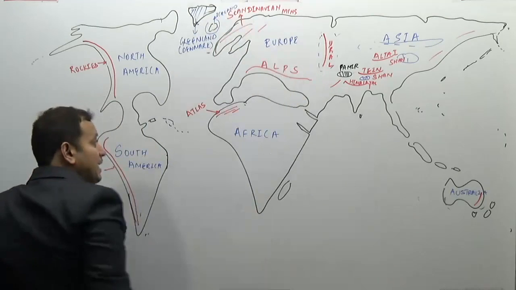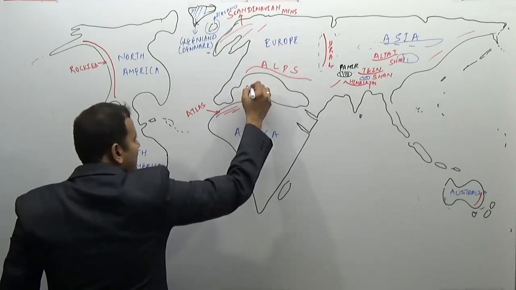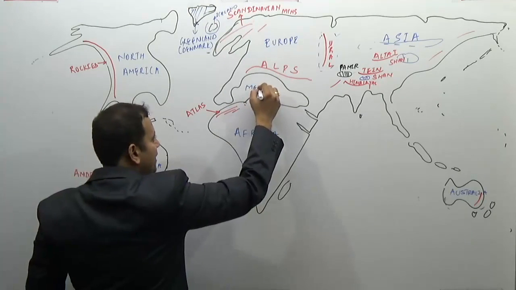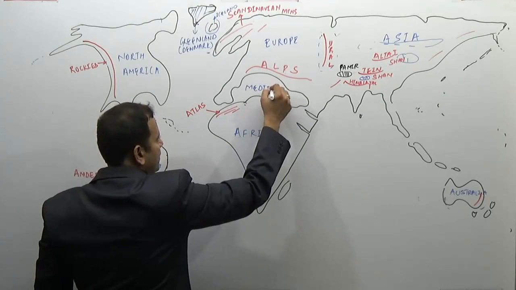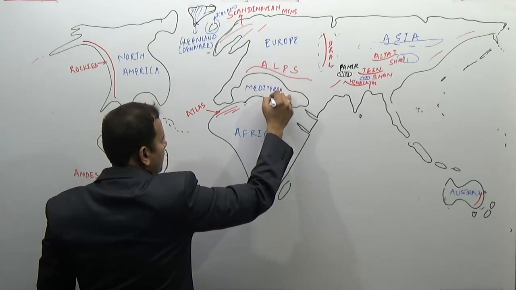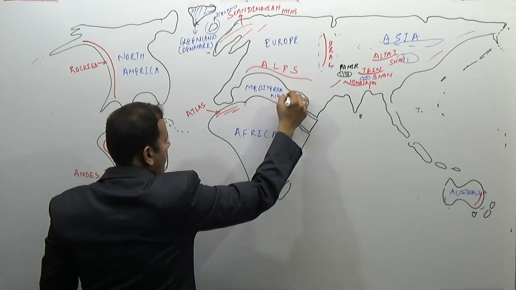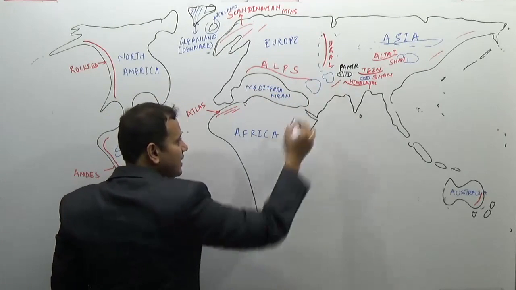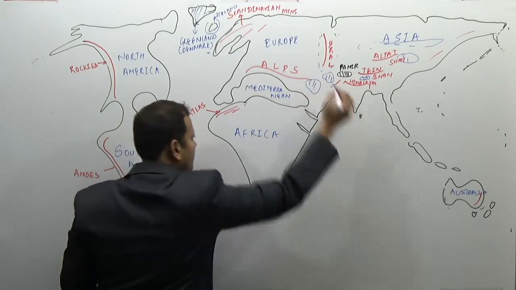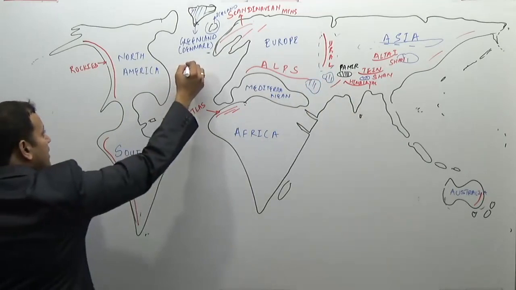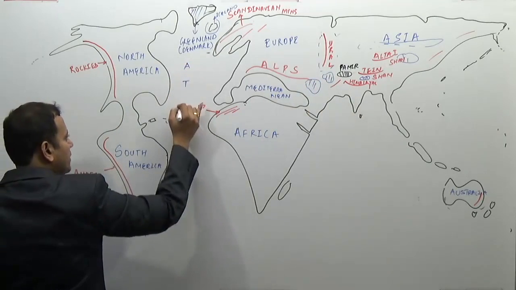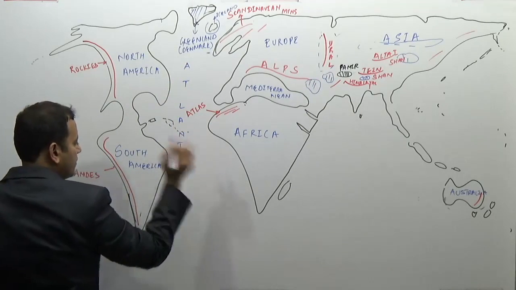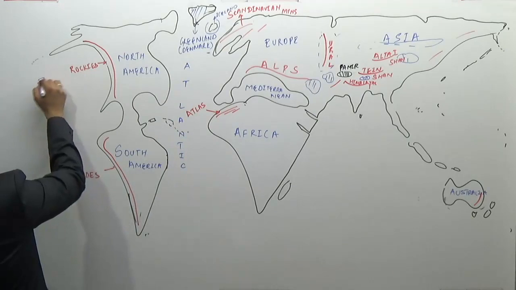In the European part, in between Europe and America, in between Europe and Africa, there is a sea which is known as the Mediterranean Sea. Then there is a Black Sea. Then there is a Caspian Sea in this region. This ocean is known as the Atlantic Ocean. This ocean is known as the Pacific Ocean.